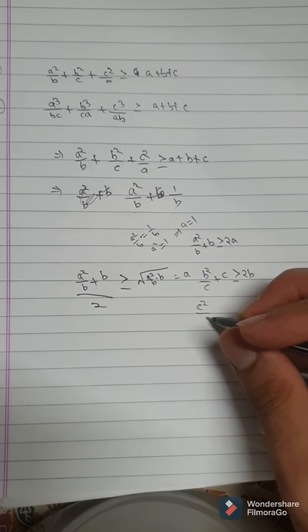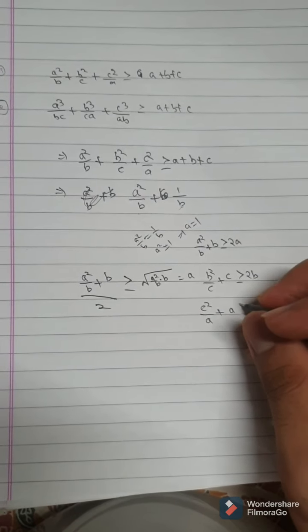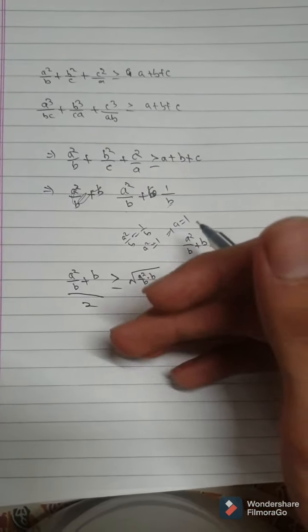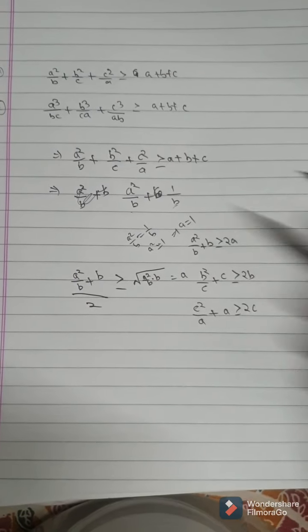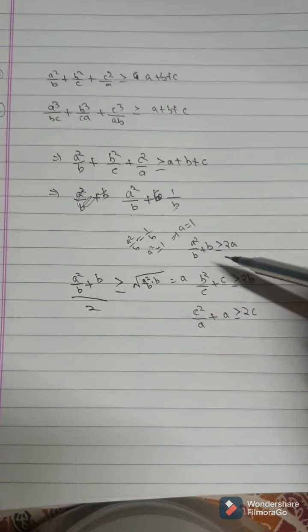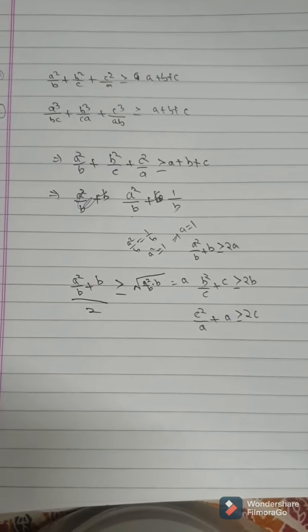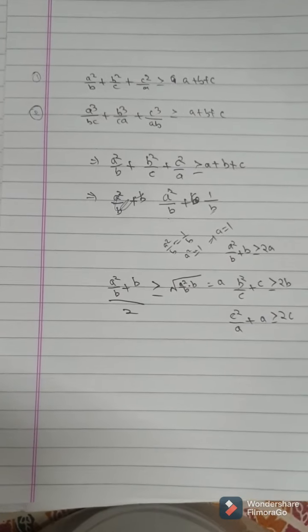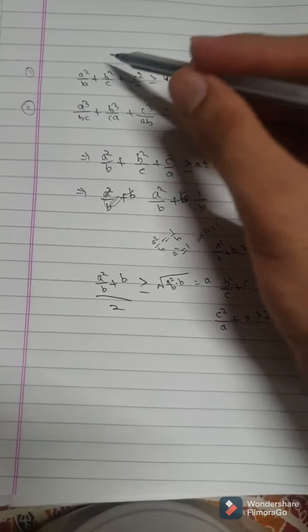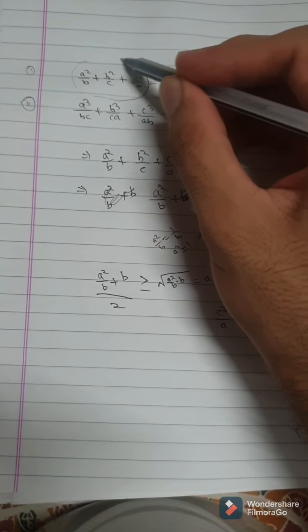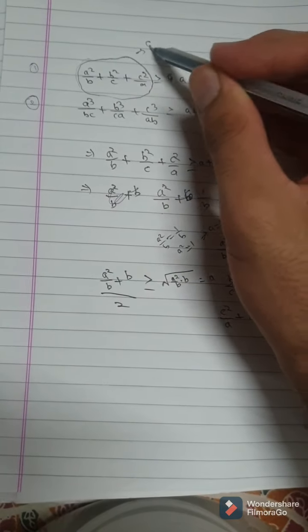Similarly, c square by a plus a will be greater than or equal to 2c. Add these all up, we get a square by b plus b square by c plus c square by a plus a plus b plus c will be greater than or equal to twice of a plus b plus c. So what we get is that, let me call this a square by b plus b square by c plus c square by a as expression E1.